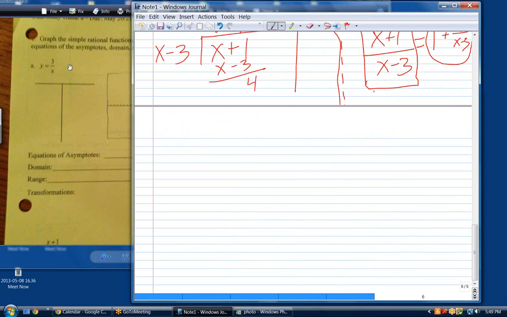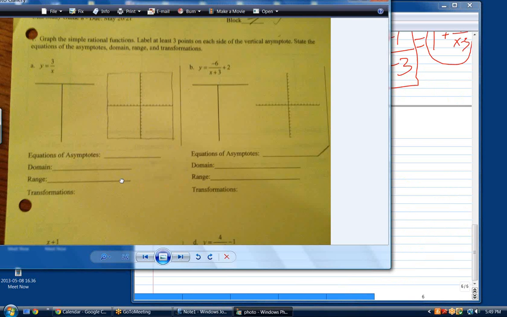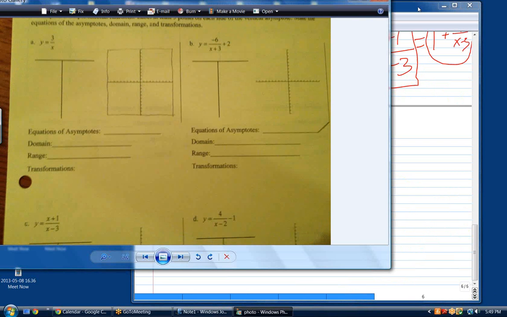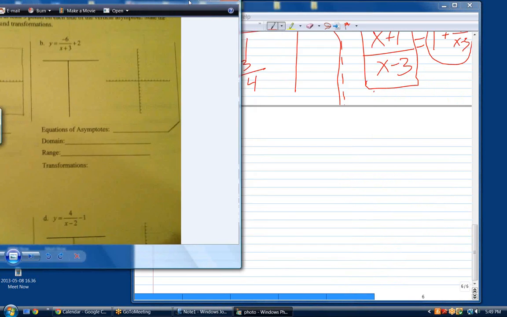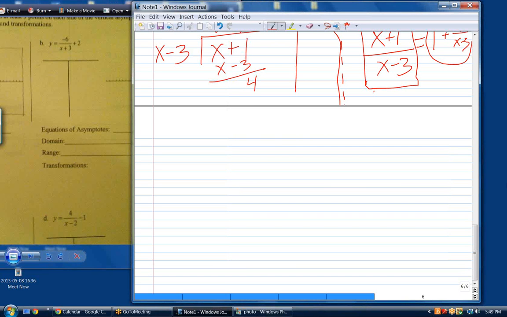So when they're complicated like that, you have to do that division. Now D, they gave it to us like that. Notice D is already in that format. So to do this, we can do a couple of things. Let's do the transformations first.